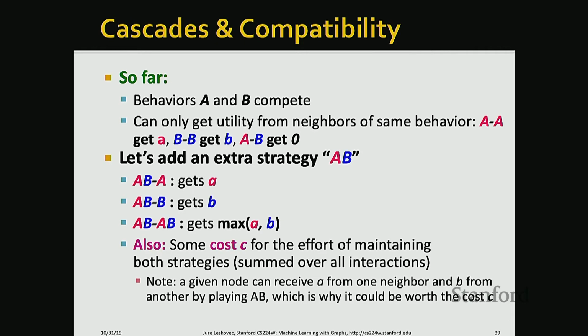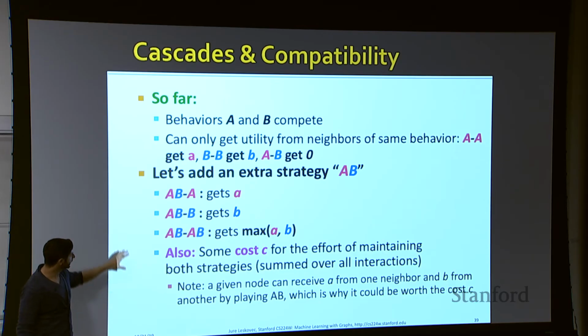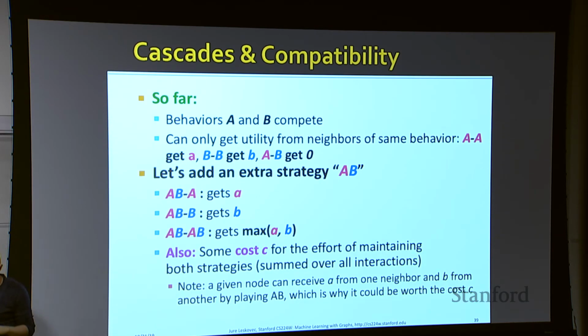So what are we going to do? We're just adding an additional strategy. We're back to our simplified model, but now we add the A/B strategy. With the A/B strategy, if your neighbor is adopting A, then you just get the little a reward. If your neighbor is adopting B, then you get the little b reward. And if both you and your neighbor are in the A/B behavior, then you're getting the max between a and b. Once again, recall that we can always generalize this model.